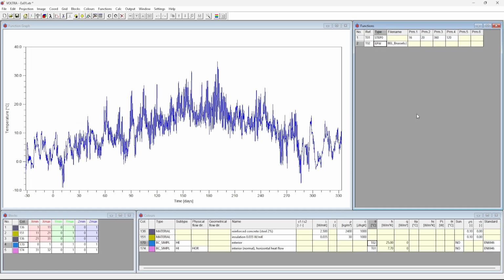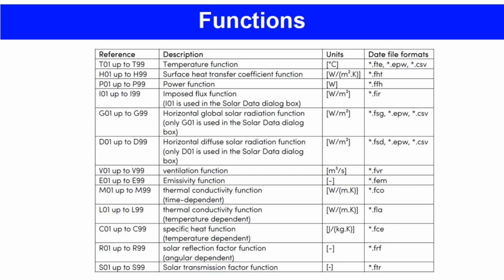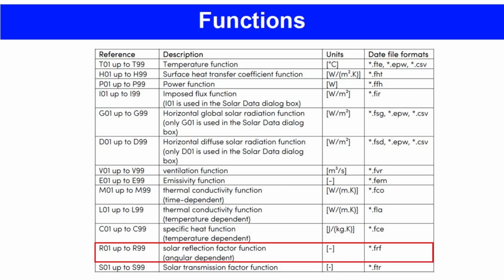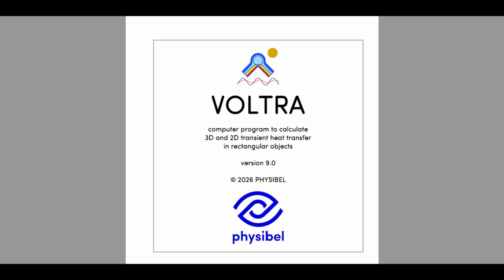Next, we will learn to input customized data for a function using an external file. All the parameters shown in the Functions window can be defined through a user-defined function. We will create a new function using a customized data curve to define thermal conductivity as a function of temperature. Each external function file uses a specific extension depending on the type of parameter. Time-dependent, temperature-dependent, and angle-dependent functions each have their own corresponding extensions. Detailed information can be found in the VOLTRA manual.